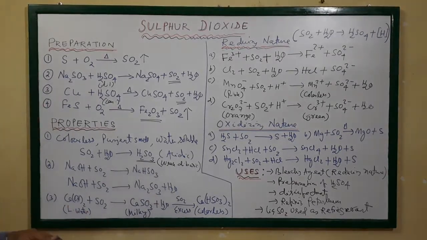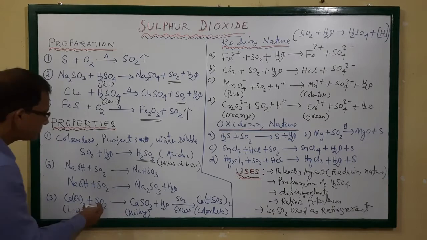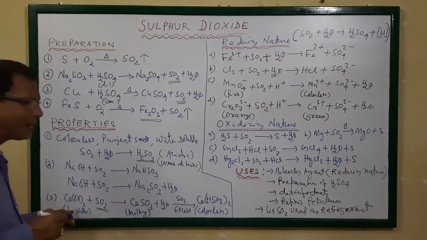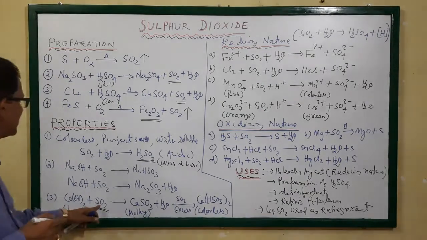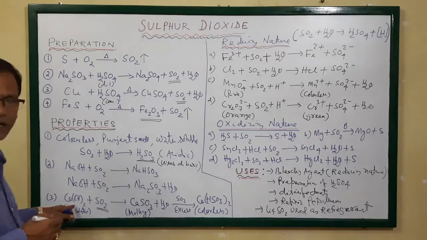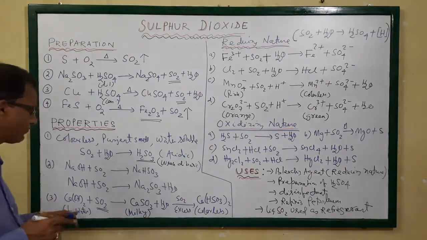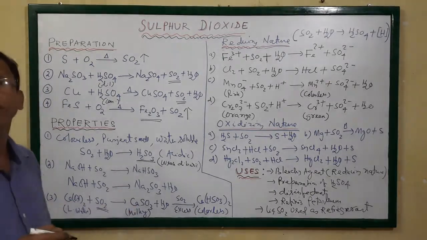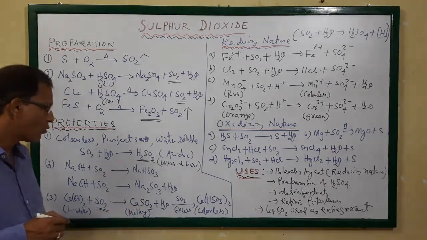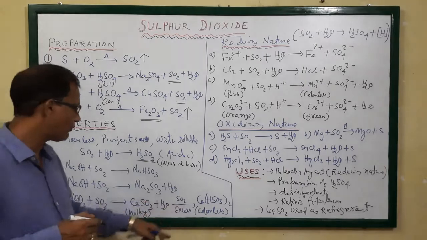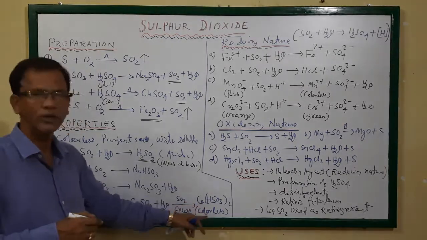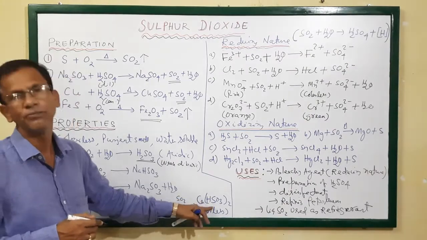But when this sulfur dioxide gas is passed through lime water, that is aqueous calcium hydroxide solution, the solution becomes milky due to formation of calcium sulfite. When excess sulfur dioxide is passed through this milky solution, again the solution becomes colorless due to formation of calcium bisulfite.